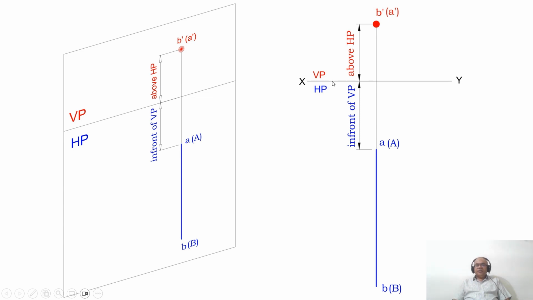So this is how you will be able to analyze the line inclined to VP and parallel to HP, and the line perpendicular to VP and parallel to HP.